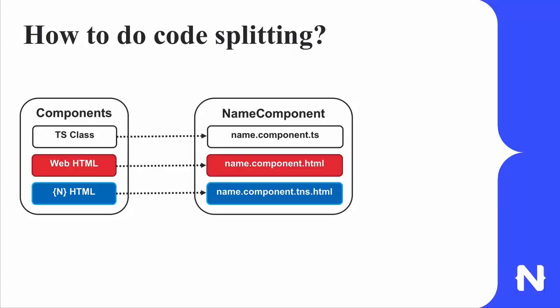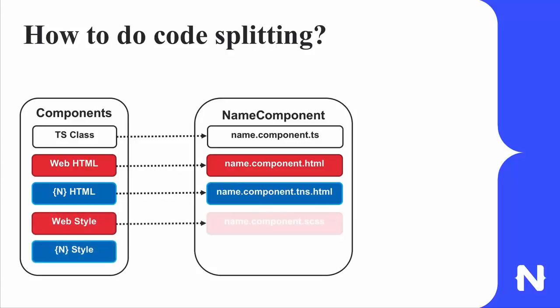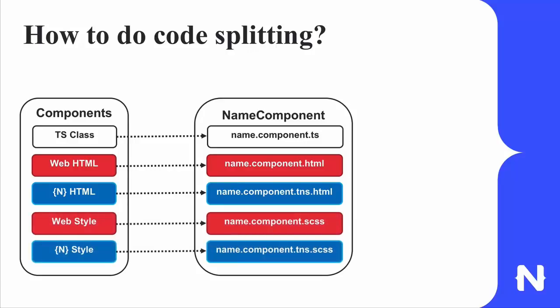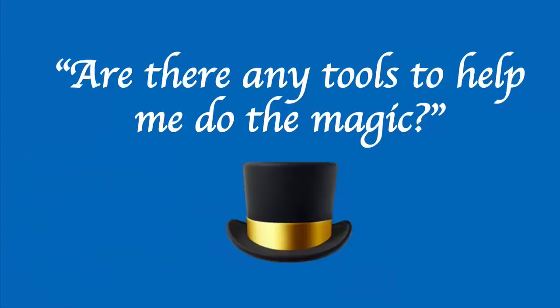And if we wanted to add a Sass file, all we have to do is just follow the same concept. So again, in blue, we have .tns.scss to specify a NativeScript specific file, while in red, we have just .scss. And obviously, creating all these files can be time consuming. So you're probably wondering whether there are any tools that could help you with that.